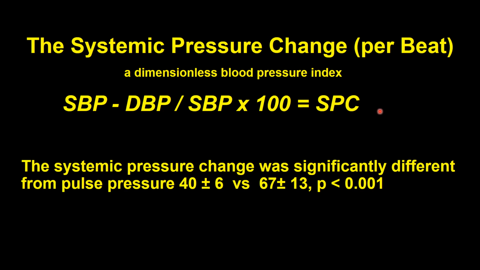Now, I know you're going to think, oh, well, it's just the pulse pressure. So I took 50 patients, and we'll see those a little bit later. And the systemic pressure change was significantly different from the pulse pressure, 40% versus 67 plus or minus 13 for the pulse pressure. So you can see that this measurement has a much smaller variability than this measurement. So why is that? Why is it that this index has less variability than pulse pressure?